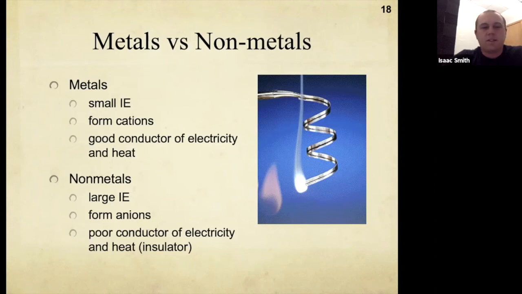And then nonmetals are the opposite, right? Higher ionization energy because they actually want to gain electrons. And so because they're gaining electrons, they form anions, and they're poor conductors as well. Okay. All right. So I think that's it for that PowerPoint.